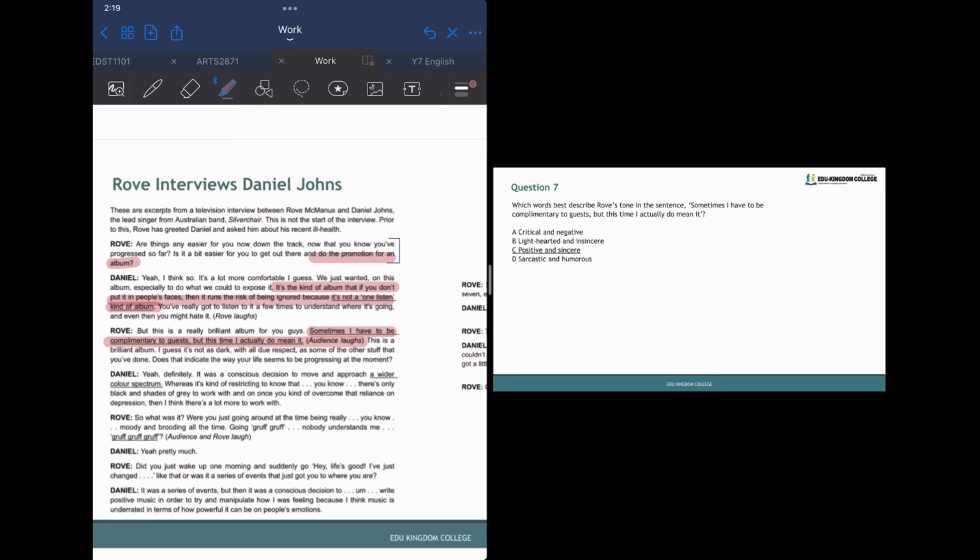So he's being sincere. He genuinely likes Daniel's company. So genuineness and sincerity are very similar in that case. And we're saying it's positive because it's a positive message. He's saying that he genuinely likes Daniel. That's a good, happy message. So C would be a plausible answer.